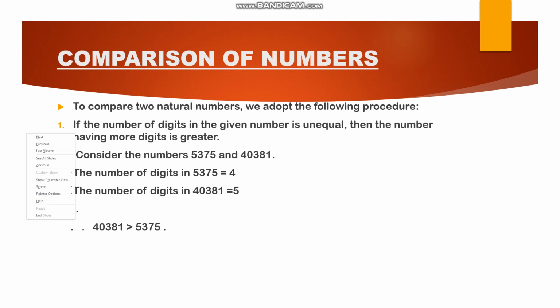Got it, children? Therefore, we can write 40,381 is greater than 5,375. Okay. Now let's move to the second procedure.